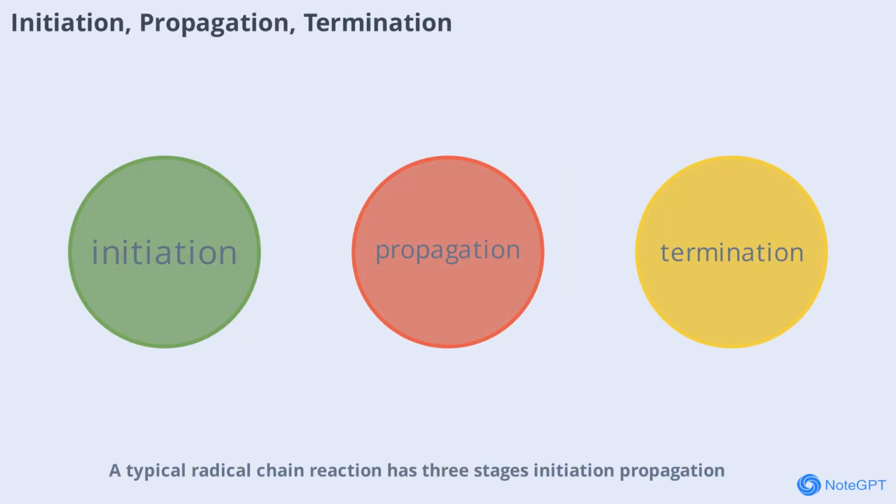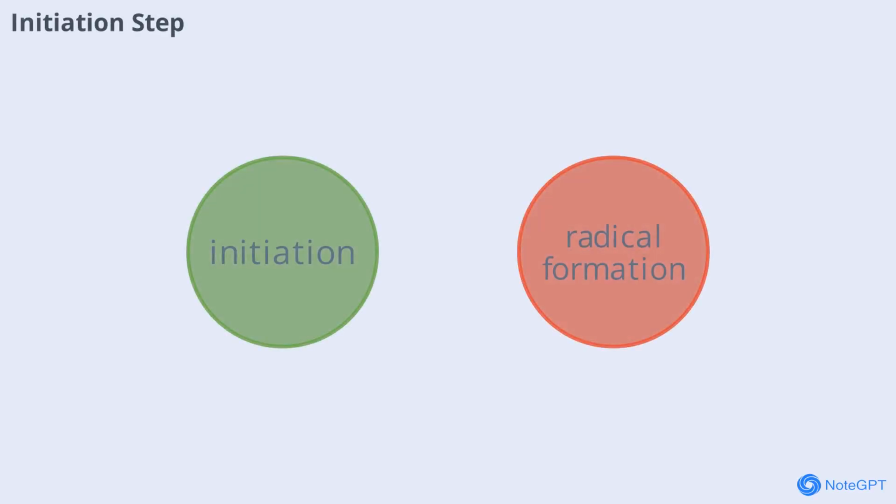A typical radical chain reaction has 3 stages: initiation, propagation, and termination. Initiation generates the first radicals, propagation involves radicals reacting to form new radicals, and termination occurs when 2 radicals combine, ending the chain. Understanding these steps is key to controlling radical reactions. The initiation step is where radicals are first formed, often by breaking a bond with heat or light. This step is crucial because it sets the chain reaction in motion. Without initiation, the radical process cannot begin.